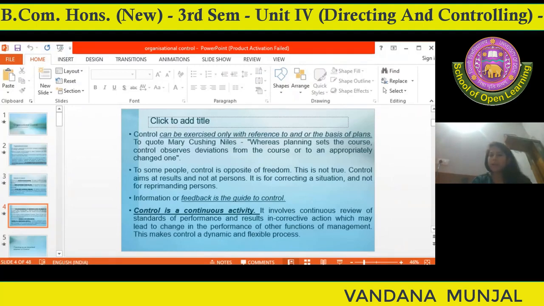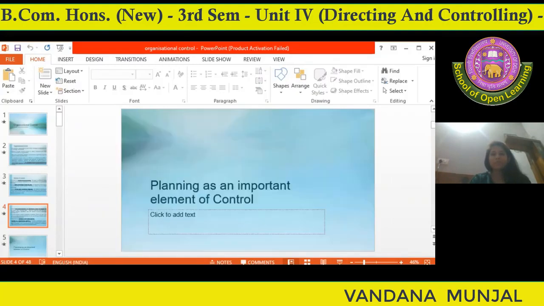Then it is a continuous activity. आप जैसे कि प्लानिंग, ऑर्गेनाइजिंग, इट इज अ साइकिल, इट कीप्स ऑन गोइंग. सिमिलरली कंट्रोल also keeps on going. Once you start to put the plans into action, the control becomes the inevitable activity. You have to keep the activities under control. Okay. Now, planning is very important element of control.